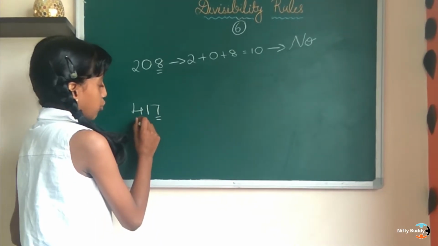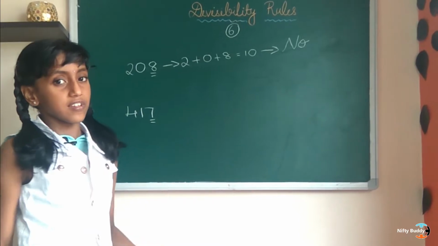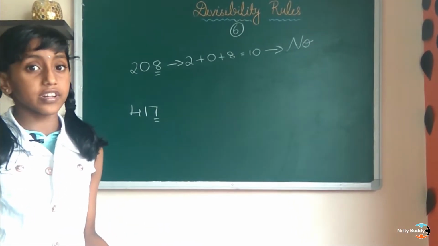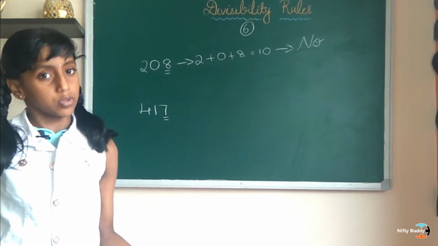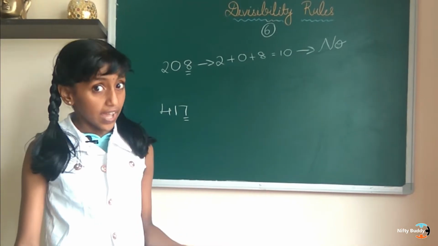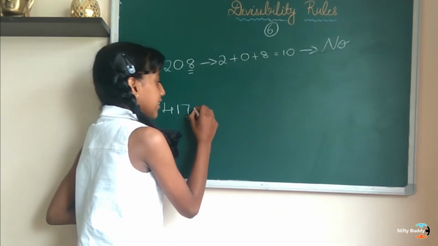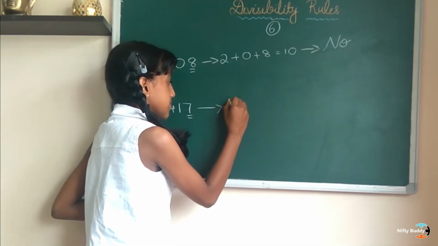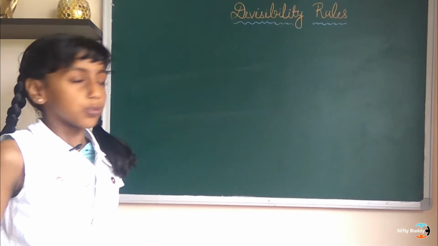Now, let us take the next number, which is 417. The last digit, which is 7, does not come in 2 tables, or it is not an even number. As I told before, the number should be divisible by both 2 and 3. Over here, it's not divisible by 2, so we don't need to check whether it's divisible by 3. So we can directly write that it is also not divisible by 6.